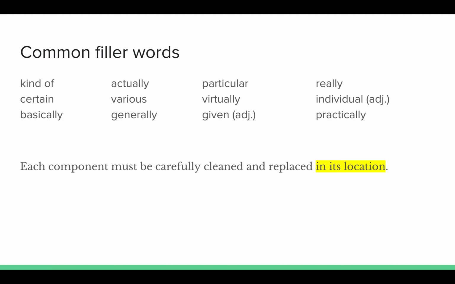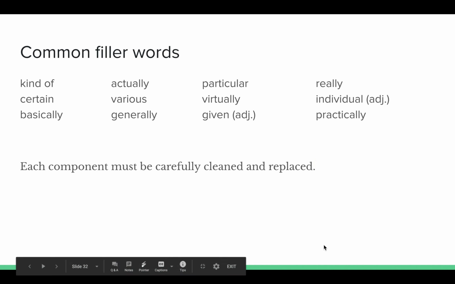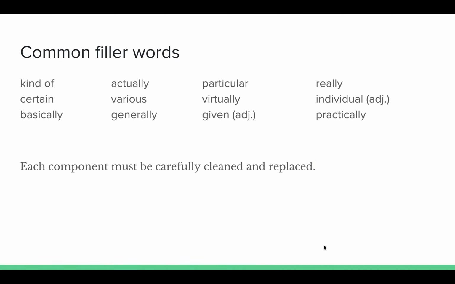If I replace something, especially a component, like if there's a component in a machine, and I take it out, I clean it, and I replace it, where am I putting it? I'm putting it right back in its original location, right? That's what it means to replace something. You switch it out with something else, or you clean it, you repair it, you put it back where you got it. So "in its location" is unnecessary here because that meaning is already implied in the word replaced. So this sentence really would be better off without it. Each component must be carefully cleaned and replaced.